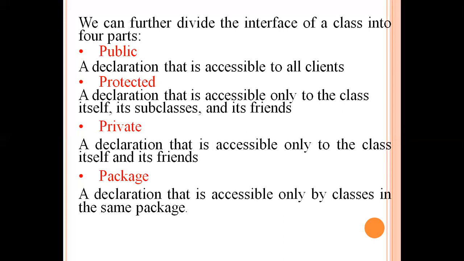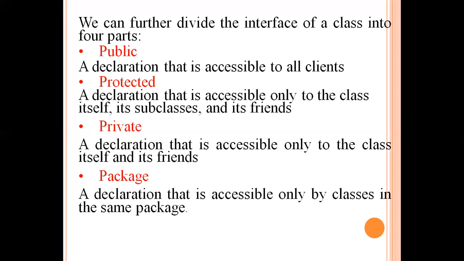Next one, protected. Protected means a declaration that is accessible only to the class itself and its subclasses and its friends. So if any variable is declared as protected, it is accessed by its class and its subclasses. That is, if any subclass is defined, its subclasses and its friends. Friends means if any class is implemented by extension of a particular class, the variable can be accessed by the friend class. Next one, private.